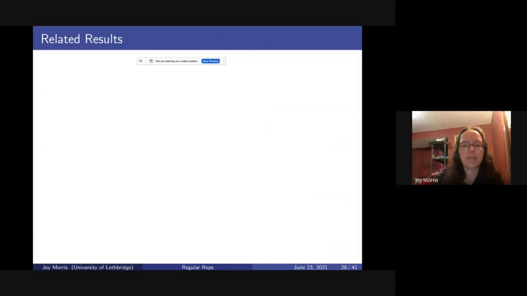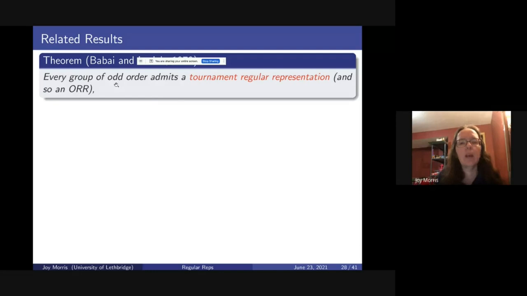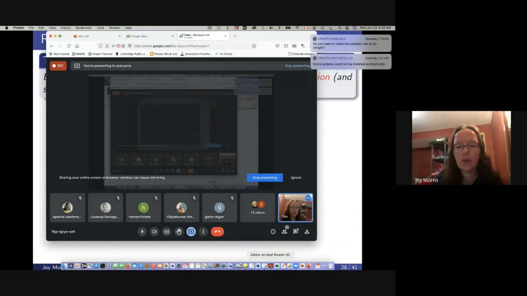I think I'll mention that shortly, but okay. So this is the theorem by Babai and, sorry, just lost my screen share, I think, there.